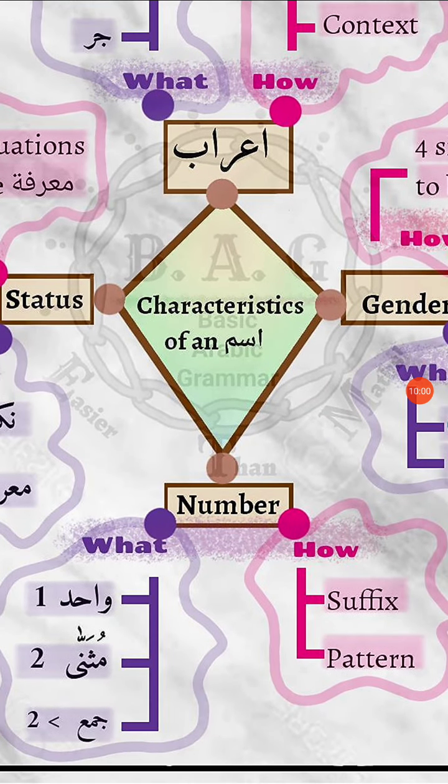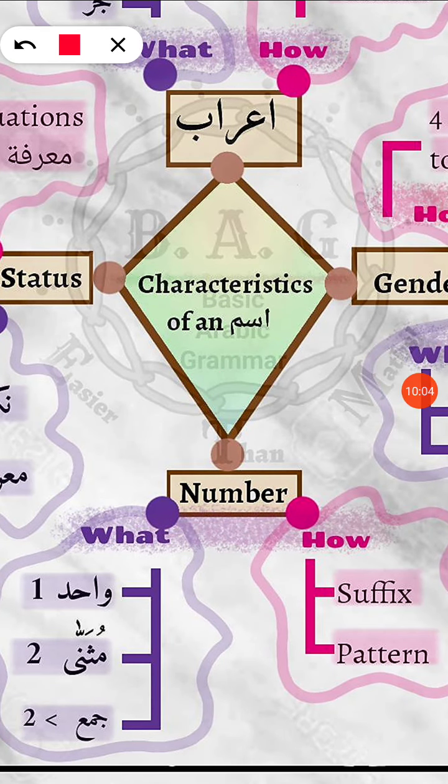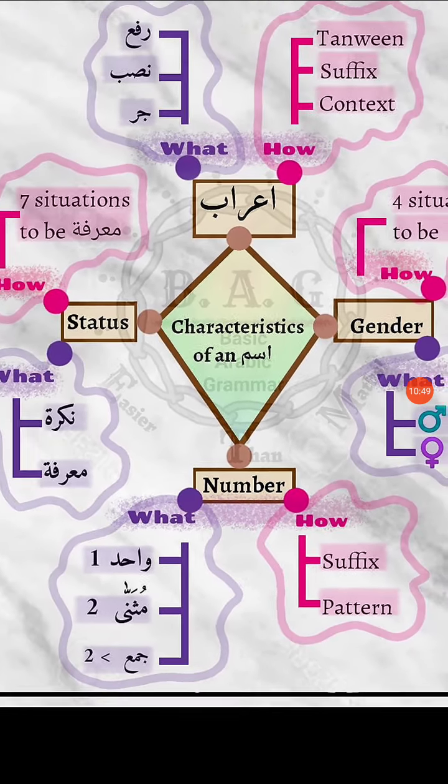And finally, number. What are the numbers? We have either singular, wahid, or we have plural. And there are two kinds of plural in Arabic. First of all, it could either be a double plural, so it's two in number, musanna, or it could be more than two in number, which is when it is called jama. So wahid, musanna, jama: there are three kinds of numbers in Arabic. But in English, we have simply singular and plural; there is not a separate concept of dual. And how do we tell these numbers apart? With the help of some suffixes and patterns. And this is what we are going to study for ism.